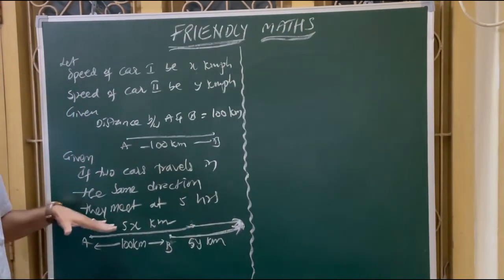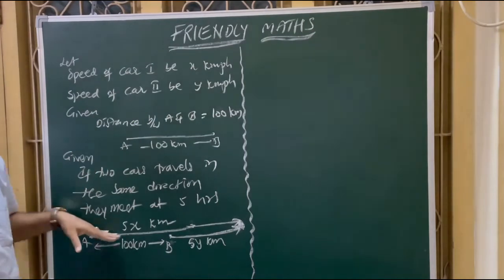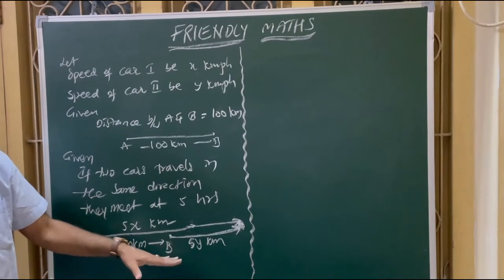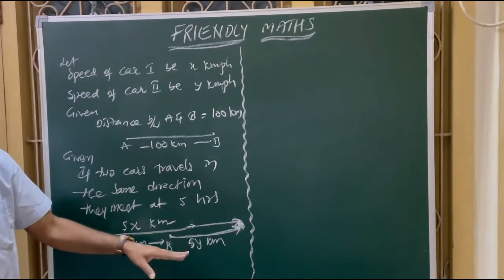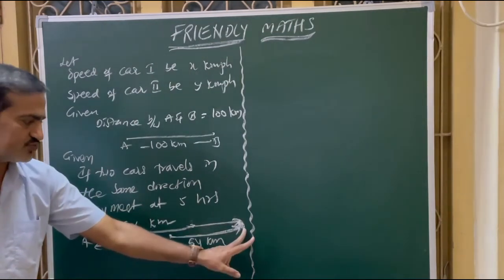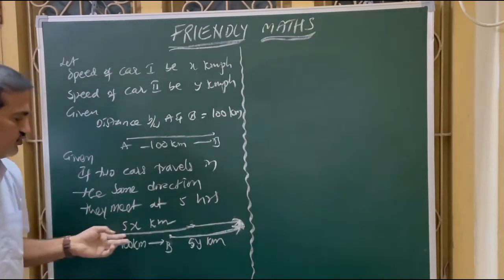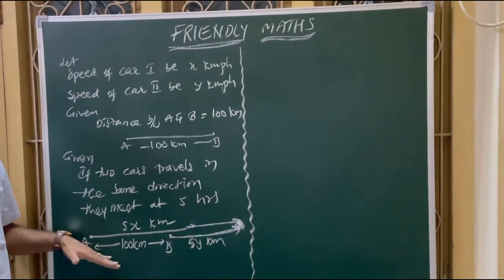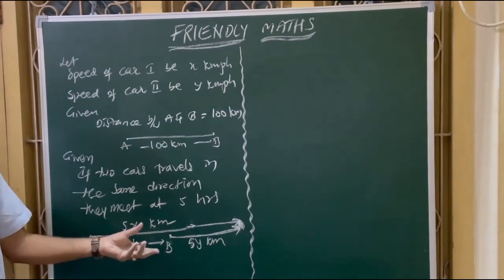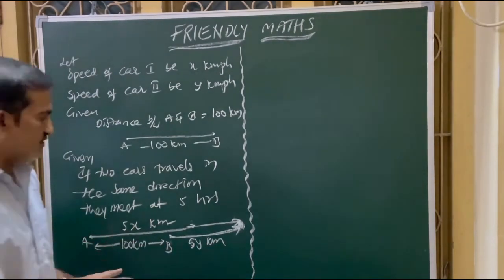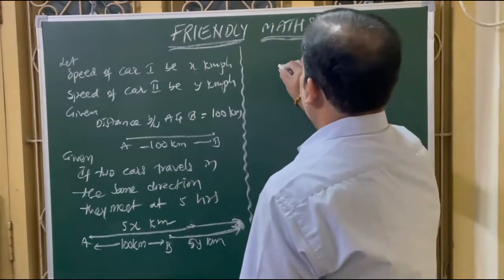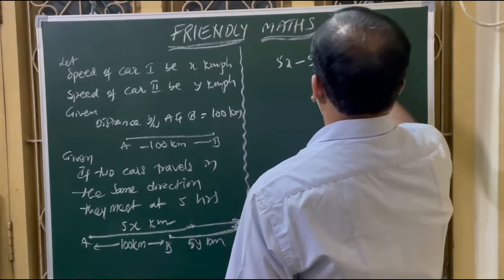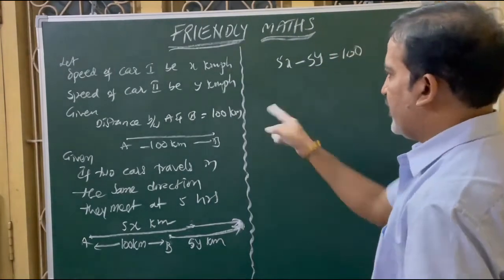Then from A, the car starts with x kilometers. In 5 hours it travels 5x kilometers. And from B, it starts with y kilometers and it also travels 5 hours, then 5y kilometers. They meet at this point. Suppose one is going somewhat slow and the other is moving fast, and they meet here. But the difference of their journeys is equal to 100 kilometers. I hope you people are very clear with this diagram. Now, what linear equation is going to be formed? 5x minus 5y is equal to 100. Understand? It's a very important problem.